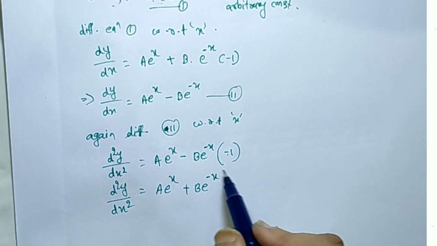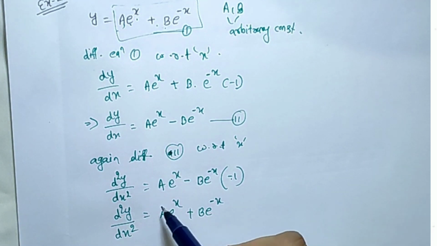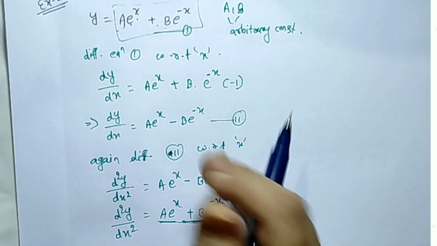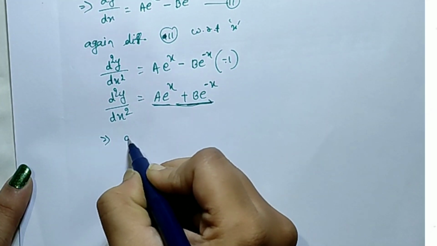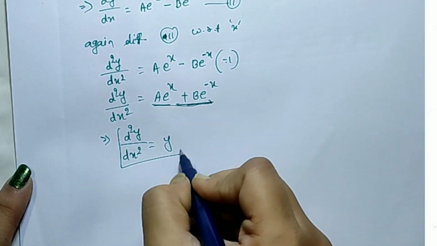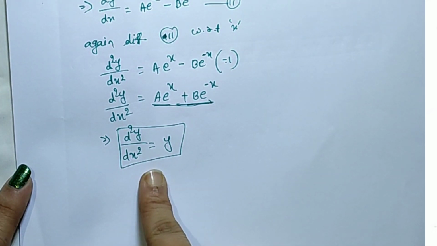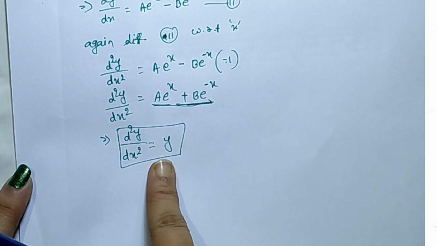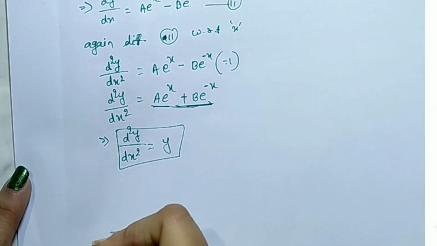Now after the second differentiation we got a e power x plus b e power minus x, which is the same as y, and we have to eliminate a and b in any way. So we can write d square y by dx square is equal to y. Now is there any arbitrary constant? No, we have already eliminated the arbitrary constants. So this is the formation of the differential equation of this solution. Okay, now have you marked something?